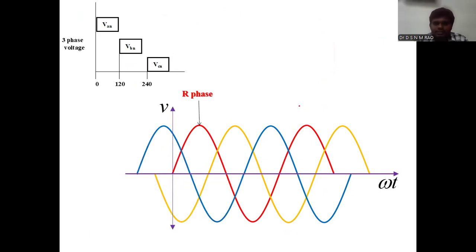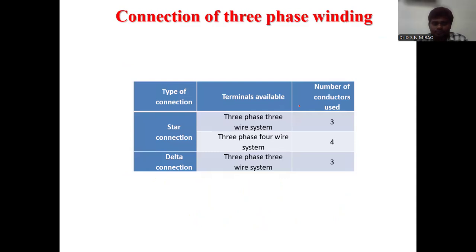This is the R phase voltage, red color. R means red color, Y means yellow color, B means blue color. So in this way, three phase voltages are generated.